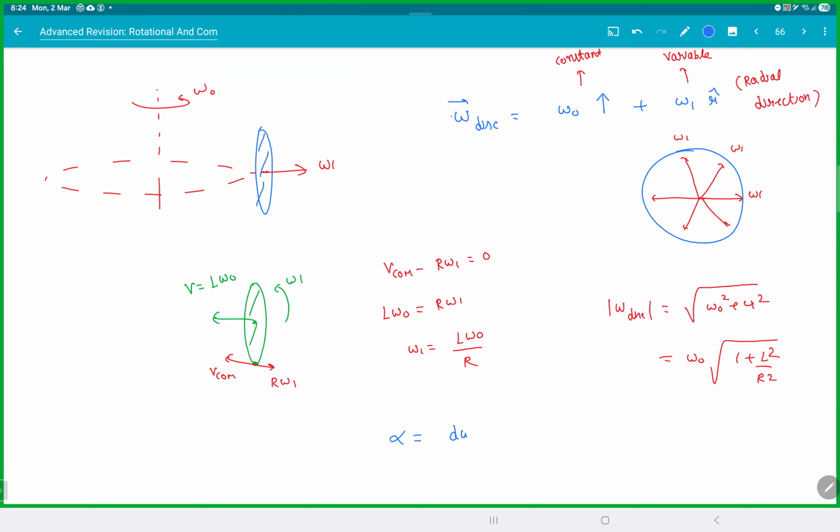Alpha will be d omega by dt. Omega naught is anyway constant. Now that will be d omega 1 by dt. This is anyway 0. Now tell me one thing, is omega 1 magnitude changing? The magnitude of omega 1 is constant. And omega 1 is rotating with what velocity? Omega 1 vector is rotating with omega 2, isn't it? So d omega 1 by dt will be omega 1 d theta by dt theta cap. That's your tangential direction. But what is d theta by dt? Omega 1 omega 2 theta cap. Make sense?